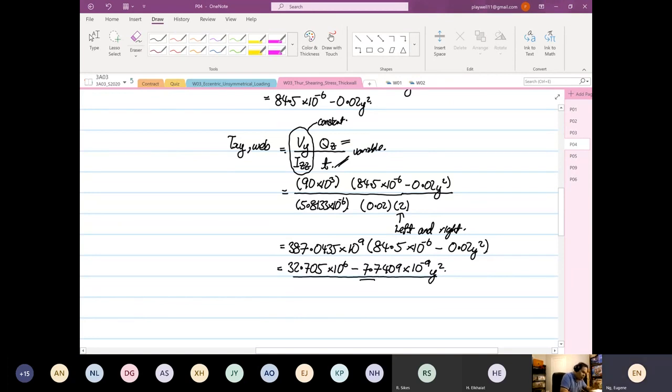So from here, we know that when y is equal to 0, shear xy will be at its maximum and is equal to 32.705 times 10 to the power 6 Pascal. We know that now. So that's our max.